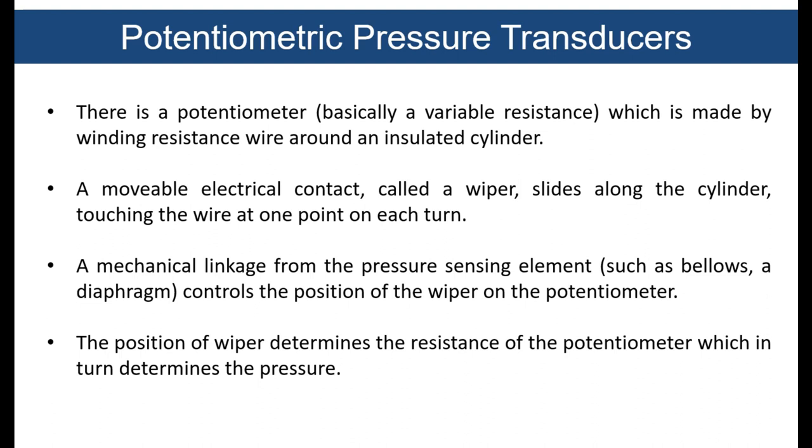If you try to imagine a cylindrical thing that is insulated, with wire wrapped all around it, each wrap of that wire touches the cylinder at least at one point at a time. Okay. And there is a mechanical linkage from the pressure sensing element, like the diaphragm we have seen, or bellows, that controls the position of the wiper on the potentiometer.